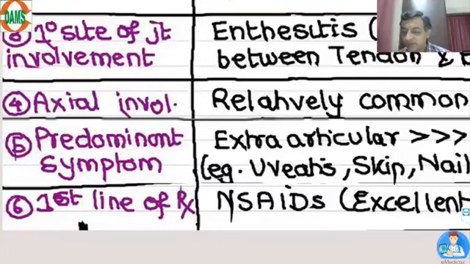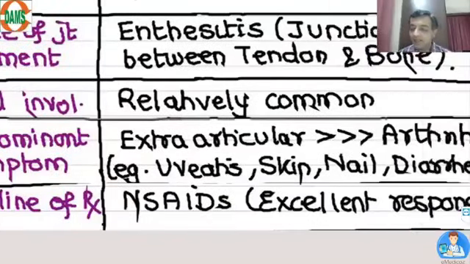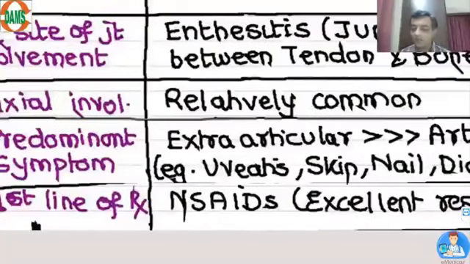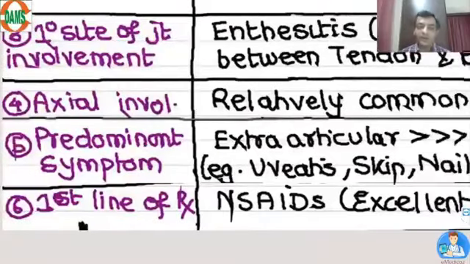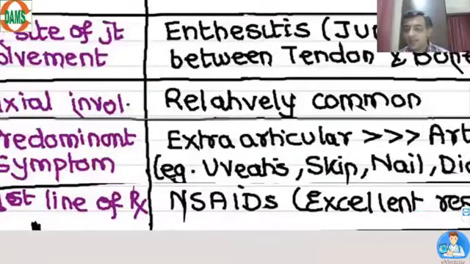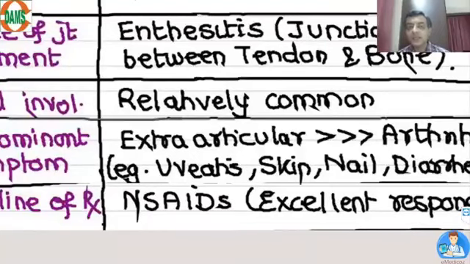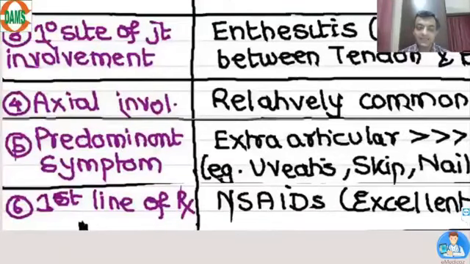Primary site of joint involvement. Enthesitis means the junction between the tendon and the bone. Okay, so third point, the primary site we have written in RA, primary site is synovial membrane. In RA we have written it is synovial membrane. Here the first site is enthesitis.